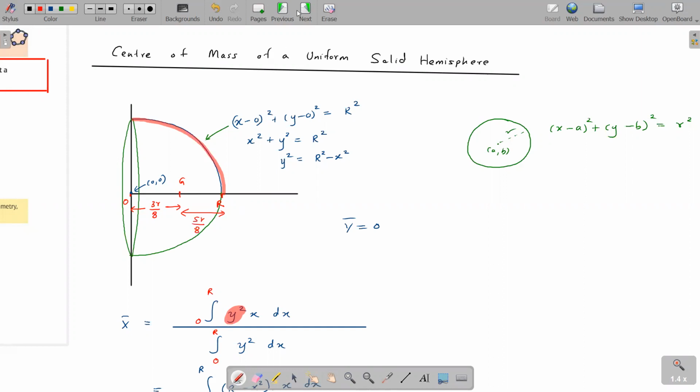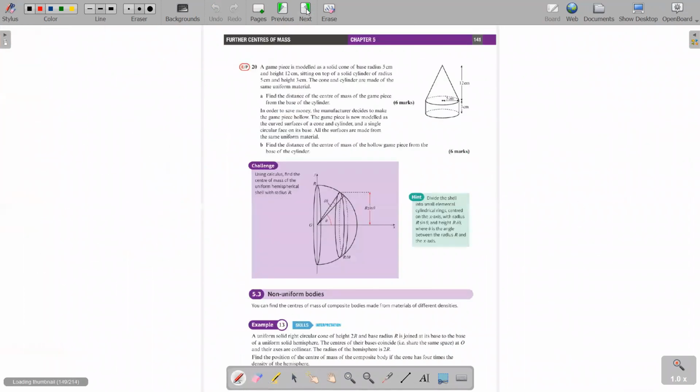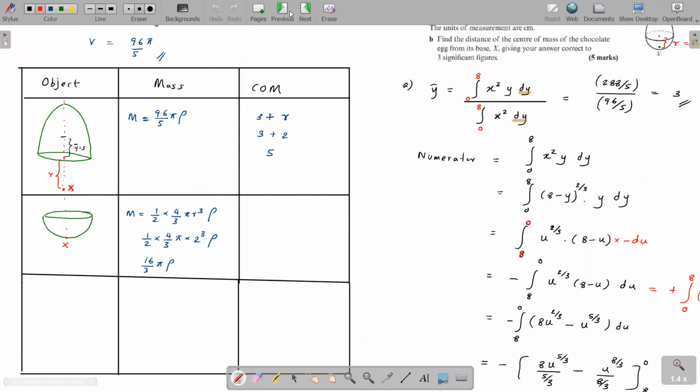Right, guys? From the base, so we have to go back to our sum. In our case, the center of mass, you are measuring from x, so it's going to be 5r over 8. Remember, 3r over 8 is from the circular surface, but from the other end, it should be 5r over 8. Agreed, guys? And we don't need to add anything here because it's directly measured from it. So 5 into radius 2 over 8, that's 5 over 4. Right, guys?